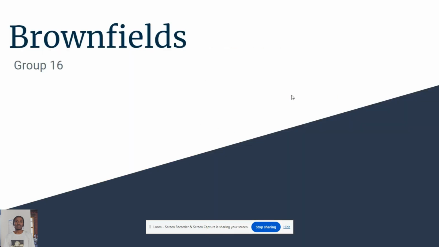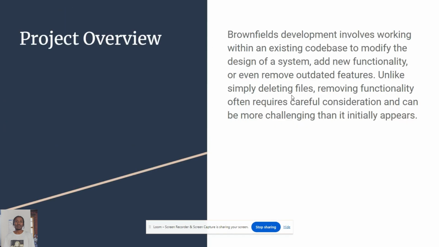So to explain the overview of this project, Brownfields development involves working within an existing code base to modify the design of a system, add functionality, or even remove outdated features. So what we had, we were given an existing code base from Robert Wall's project from previous cohorts, where we had to improve on the code base itself, where we had to remove functionality that requires careful consideration and overall just improve the project from when we first received it.